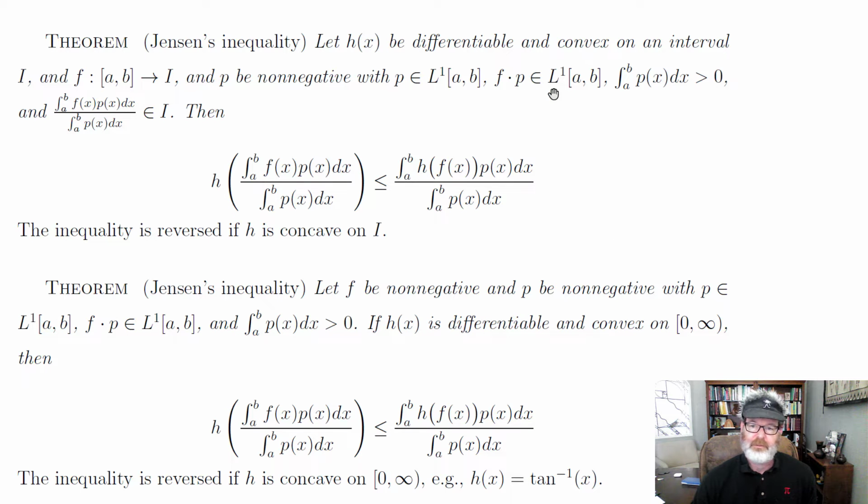This first version, I just say h is convex on an interval I, and each output of f is in that interval I, and the integral, this fraction, has to be in that interval I where h is convex. So that's the only difference between these two.